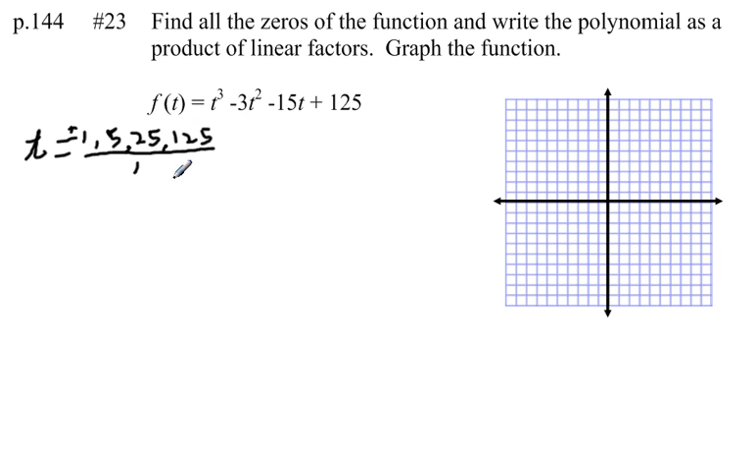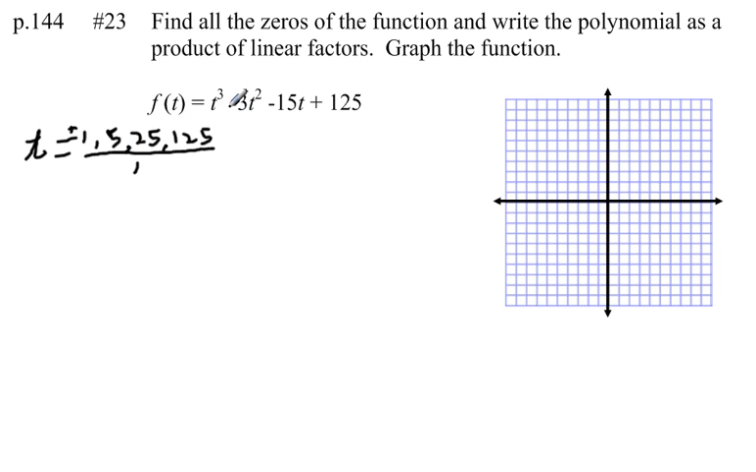Now we have to find one that works. So what we have to do is test these numbers out by plugging them in here in place of t. If I put 1 in place of t, 1 cubed is 1, minus 3 times 1 squared, so 1 minus 3 is negative 2, minus 15 times 1 is negative 15, plus 125, that doesn't equal 0, so 1 is not a zero. Let's try negative 1. Negative 1 cubed is negative 1, negative 1 squared is 1 times negative 3, negative 15 times negative 1 is 15. If I add all that, it still doesn't equal 0. So 1 and negative 1 don't work.